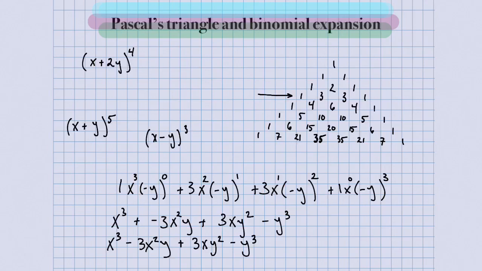Okay, so this is the shortcut on how to use Pascal's triangle to expand these binomial expressions. I hope you guys can use this. It's a very good shortcut if you need to use it.